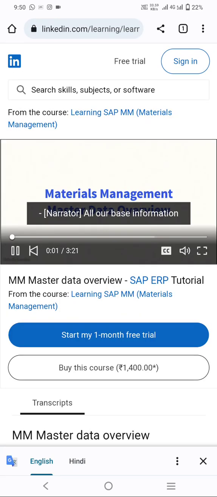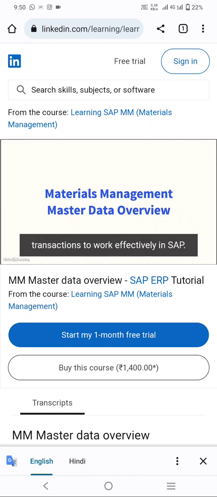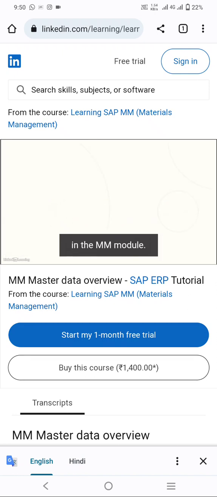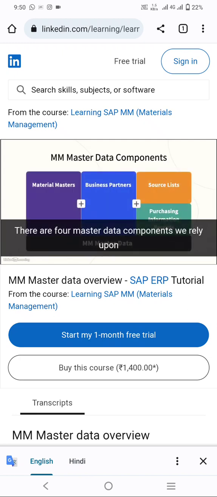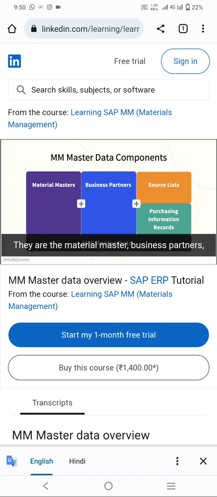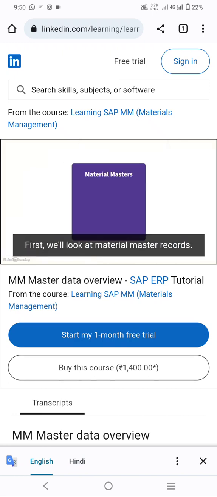All our base information about materials and suppliers is considered master data. And we need accurate master data for materials management transactions to work effectively in SAP. Let's examine the different types of master data in the module. There are 4 master data components we rely upon in materials management. They are the material master, business partners, source lists, and purchasing information records. First, we'll look at material master records.